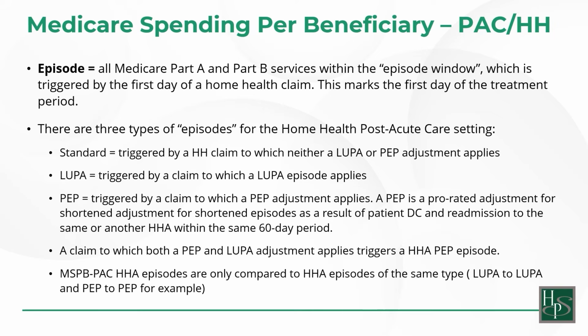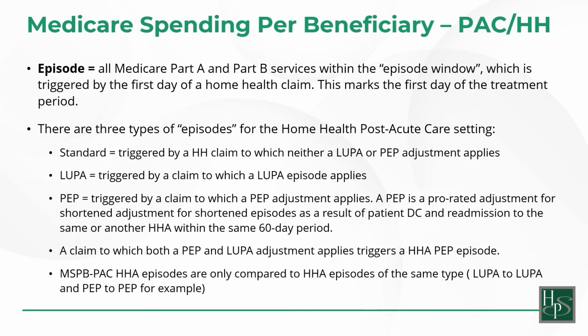Now, a PEP is a prorated adjustment for shortened periods as a result of a patient being discharged and readmitted to the same agency or to another agency before a 60-day break has happened in between that admission and discharge. If you should have a claim that is both PEP eligible and a LUPA adjustment applies, in that case that's going to be assigned to a PEP episode type for this measure calculation.